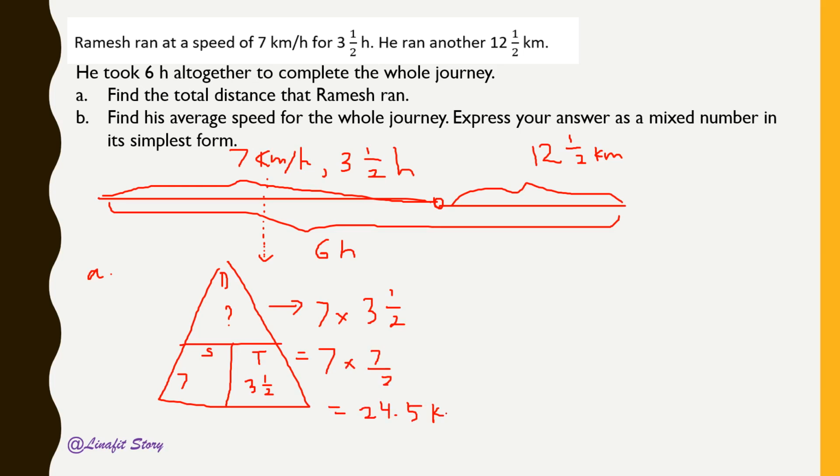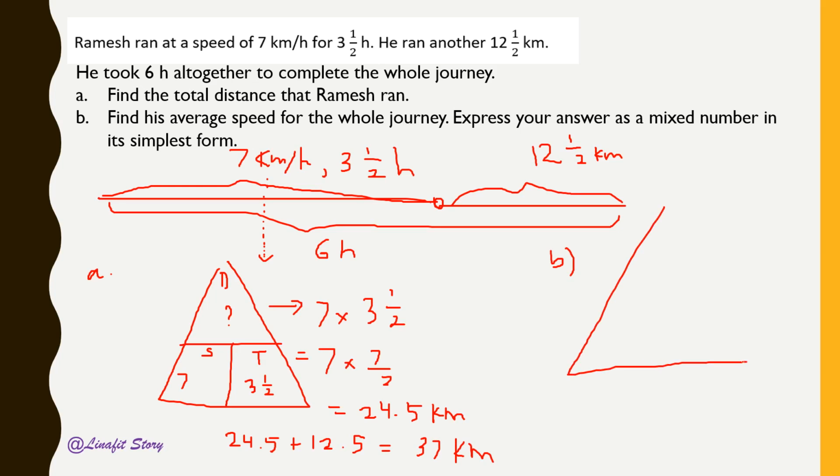And question A is asking to find the total distance. So it will be 24.5 plus 12.5 km equals 37 km. Question B. Find his average speed. You may draw the DST triangle. Average speed is total distance divided by the total time taken.